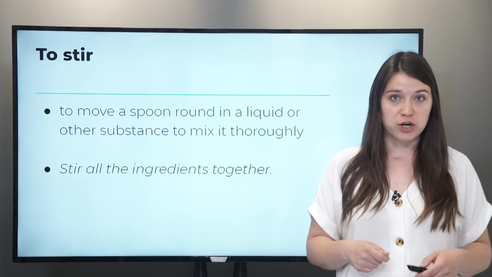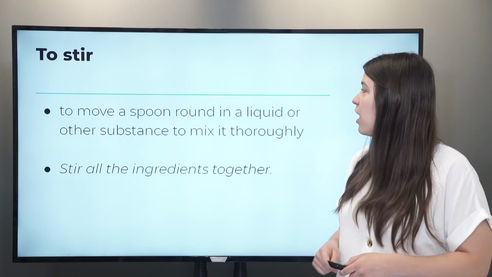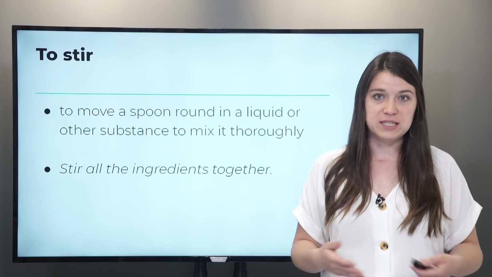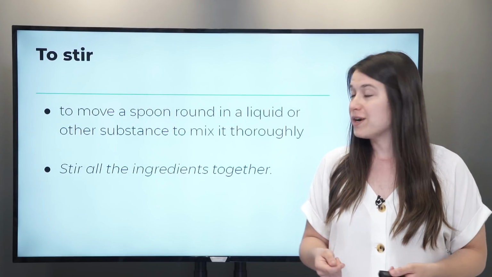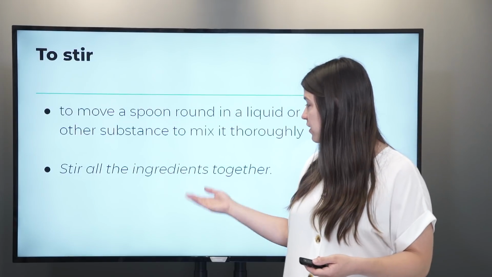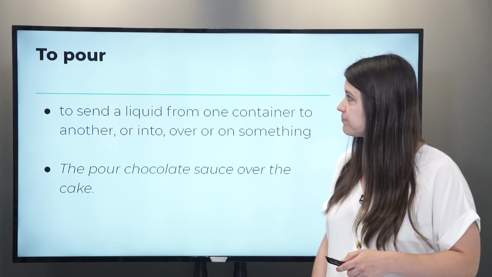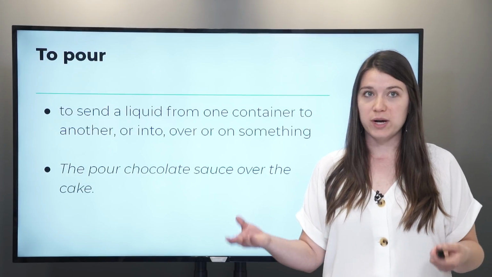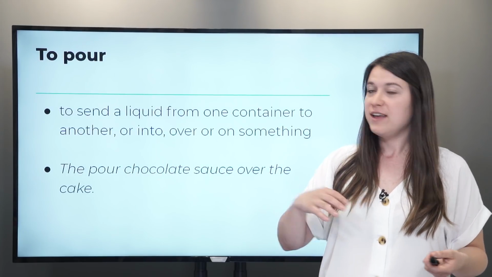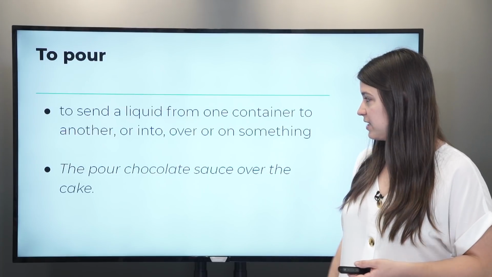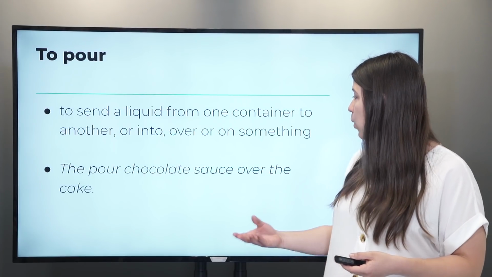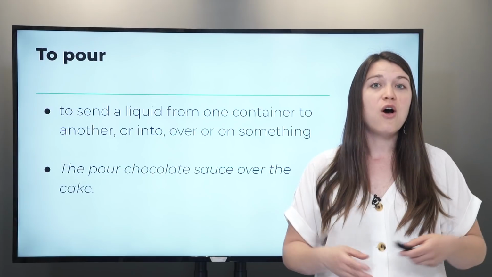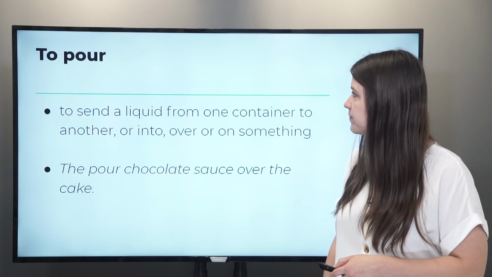Okay, to stir means to move a spoon around in a liquid or another substance to mix it thoroughly. For example, stir all of the ingredients together. Okay, to pour means to send a liquid from one container to another into, on, or over something. Okay, so for example, pour the chocolate sauce over the cake.